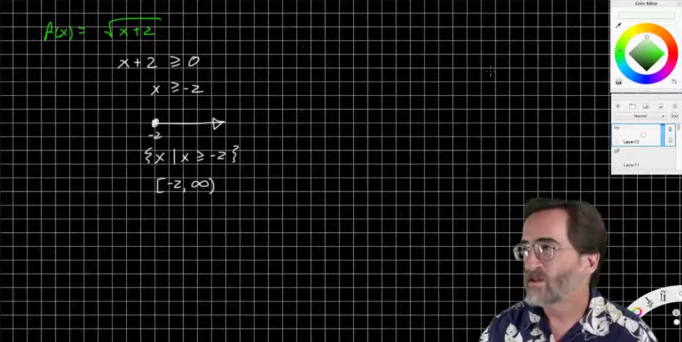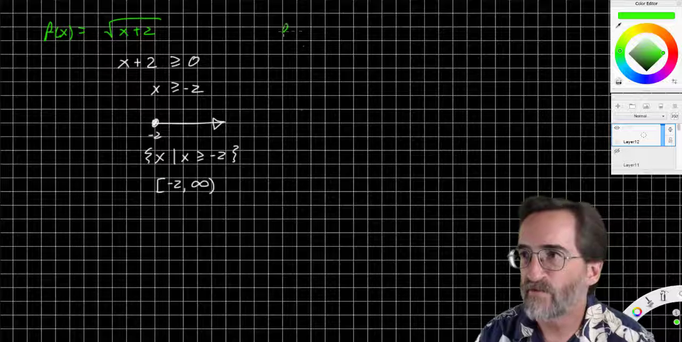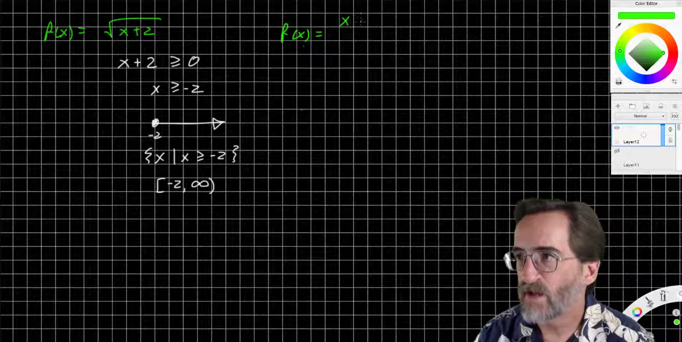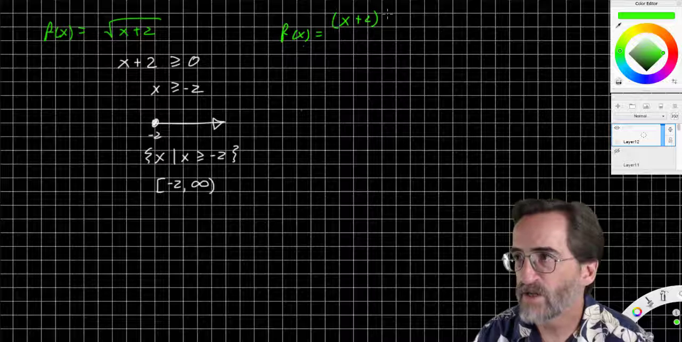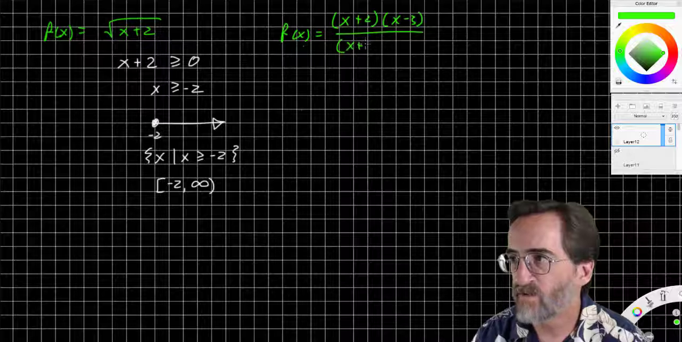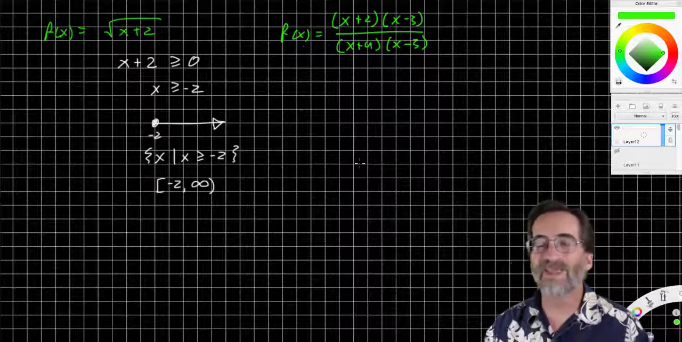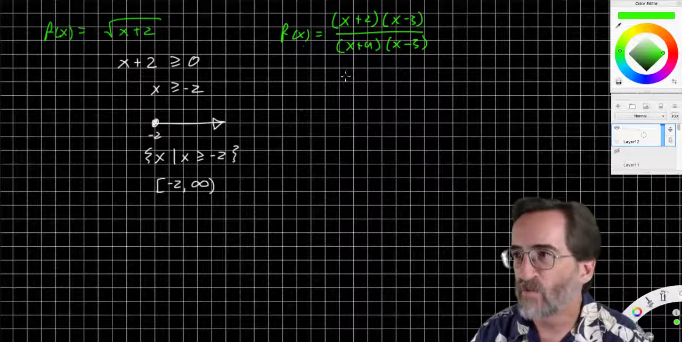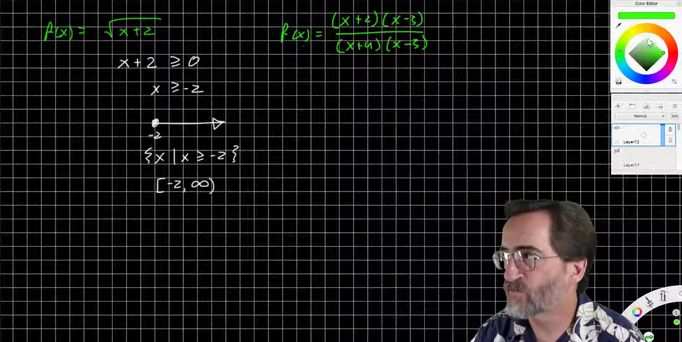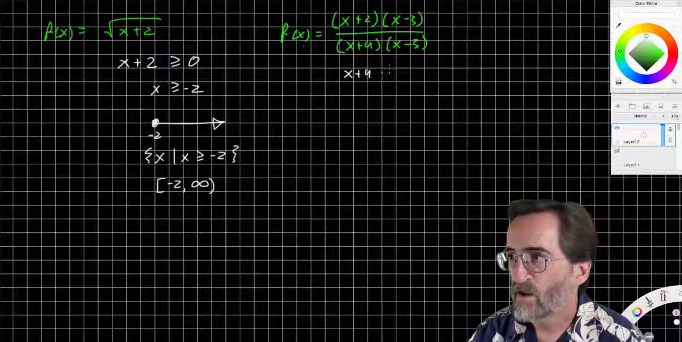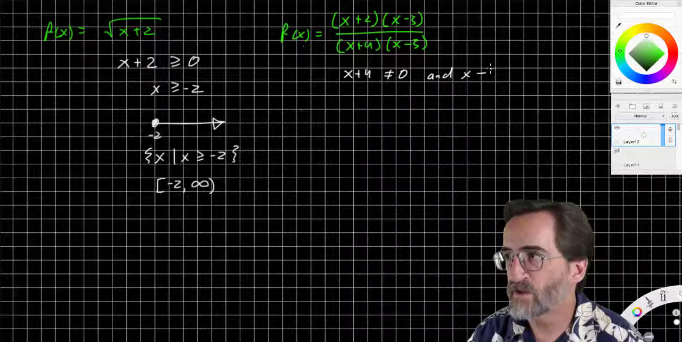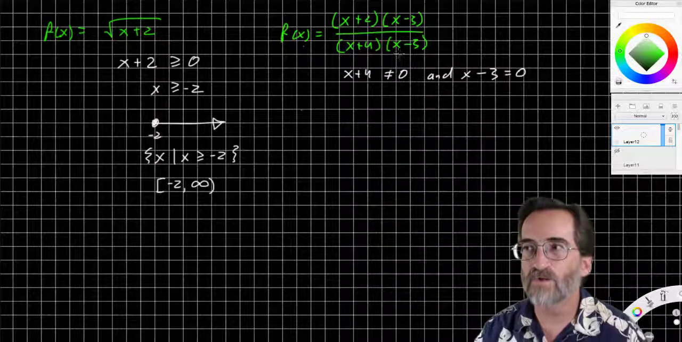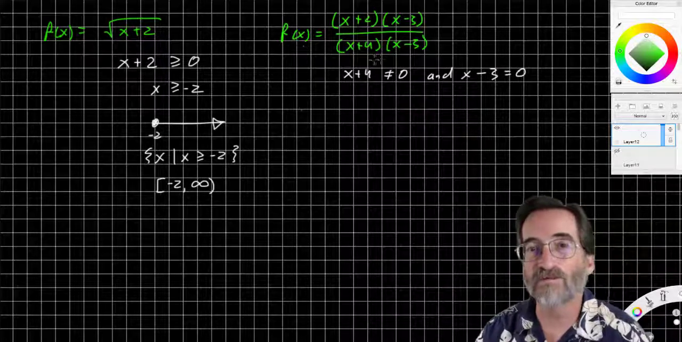The second case I want to bring up is this. What if I have f of x equals x plus 2 times x minus 3 divided by x plus 4 times x minus 3? We cannot divide by 0. Therefore, x plus 4 cannot be 0. And x minus 3 cannot be 0 either. Because if either of those were 0, it would result in division by 0.